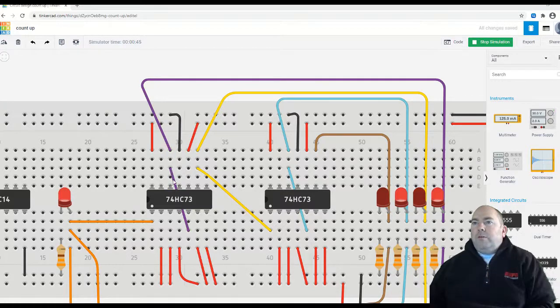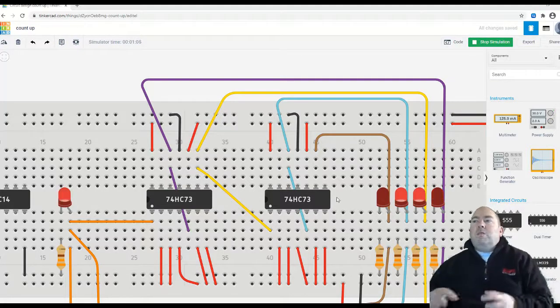And then what we do is we connect that output, like we do in the ripple counter. The output of flip-flop 1 is going to go to the clock signal of flip-flop 2. The output of flip-flop 2 goes to the clock signal of flip-flop 3. The output of flip-flop 3 goes to the clock signal of flip-flop 4. And that is basically how we set up that counting pattern.